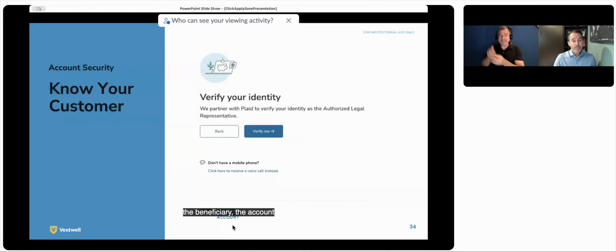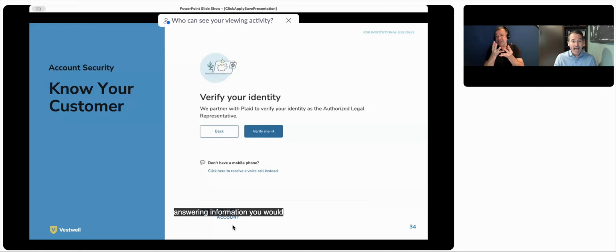The second thing that we're going to do is verify that person. If it is the account owner or the beneficiary that's opening the account, we'll just make sure it truly is them. If it's an authorized individual or an authorized representative, we'll go ahead and verify their information. And it's actually really easy.